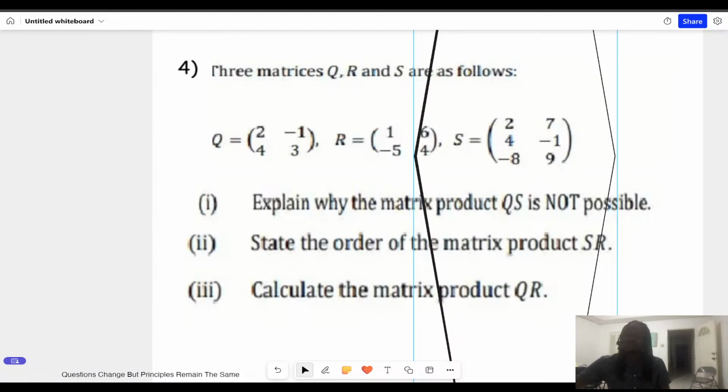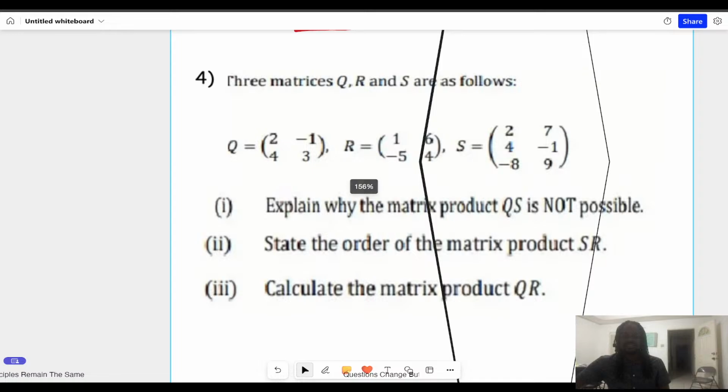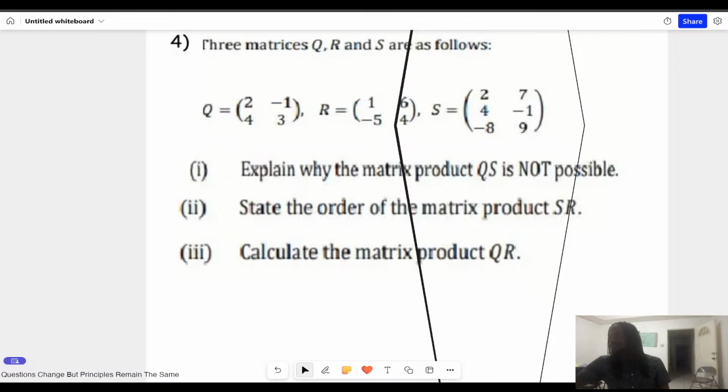There are times where they can give you a multiplication question where they don't even want you to multiply anything. What they want you to do is to just figure out what the order of the answer will be. And in part 3, calculate the matrix product QR. So the first one, explain why QS is not possible. I already told you how to figure out when it is possible. And then state the order of the matrix product SR. And then the final one, calculate the matrix product QR.